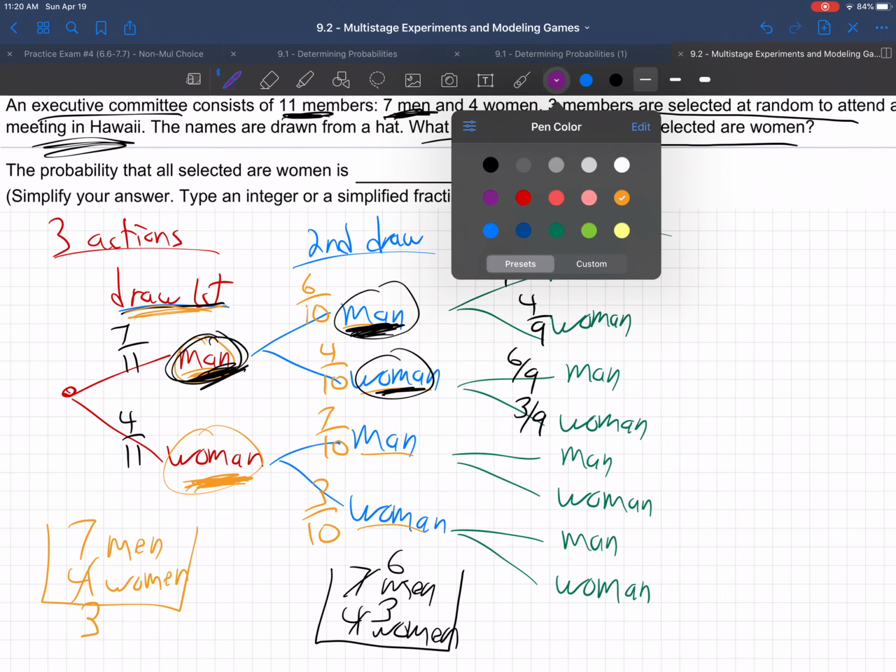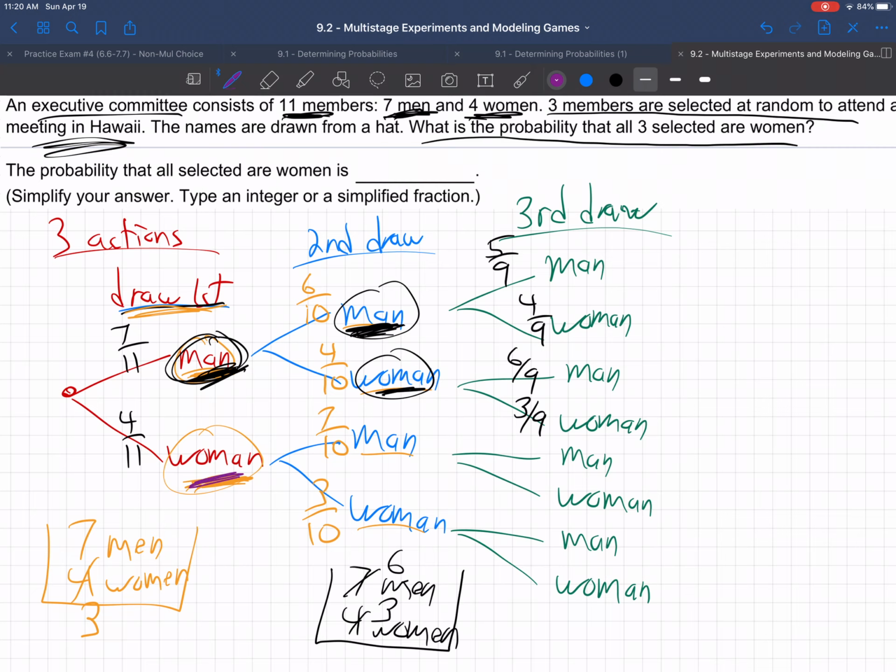What if we got a woman on the first draw and a man on the second draw? Well, that would leave the same thing, 6 and 3. So this would be 6 out of 9, 3 out of 9. What if we got a woman on the first draw and a woman on the second draw? Well, that'll change things a little bit.